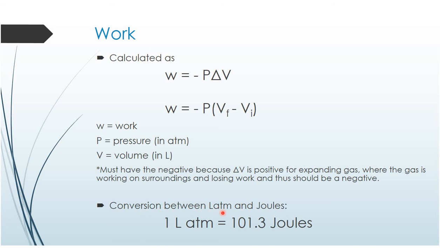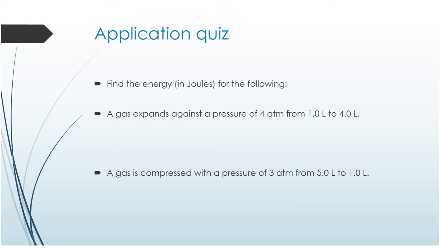Now, if we have to go between liter atmospheres and joules, which is the unit of energy, 1 liter atmosphere is equal to 101.3 joules. Okay, so let's find the energy in joules for the following. A gas expands against a pressure of 4 atmospheres from 1 liter to 4 liters.